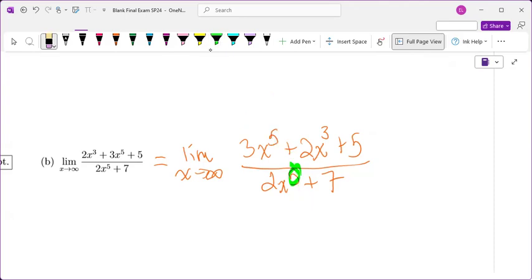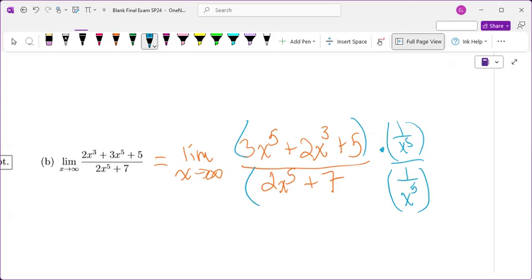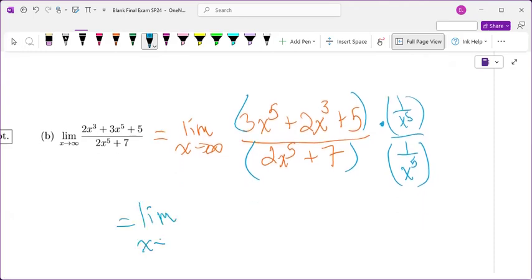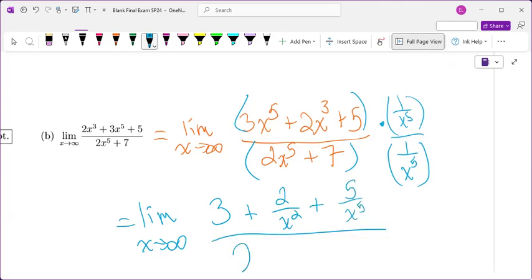But when you see ones like this, what I would recommend instead is I would multiply everything by 1 over x to the fifth over 1 over x to the fifth, because writing out L'Hopital 4 or 5 times is too much. So this will become 3 plus 2x cubed over x to the fifth, which is going to leave us 2 over x squared plus 5 over x to the fifth. And then on the bottom, we would have 2 plus 7 over x to the fifth.